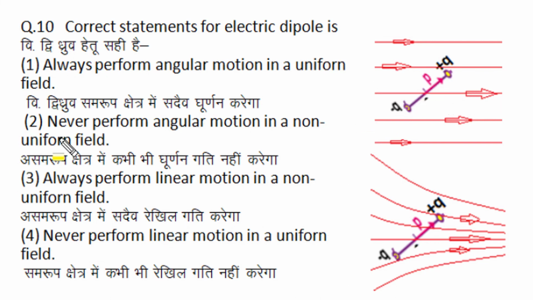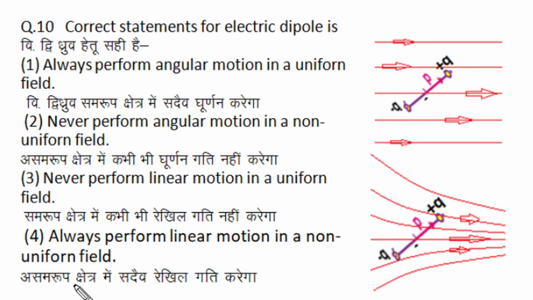The second statement, dipole never performs angular motion in a non-uniform field, is again a wrong statement, as whether the dipole is in a uniform electric field or non-uniform electric field, if the dipole moment makes an angle with the electric field as in these two diagrams, the two forces acting on plus q charge and minus q charge will frame a force couple and try to rotate this dipole in such a way that the dipole moment will get its alignment with the direction of the electric field. So whenever dipole moment and electric field make an angle, it will have angular motion. So this second statement is a wrong statement.